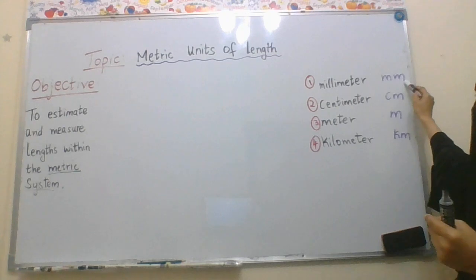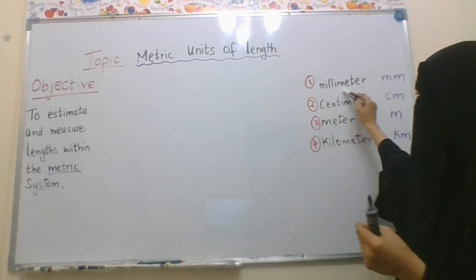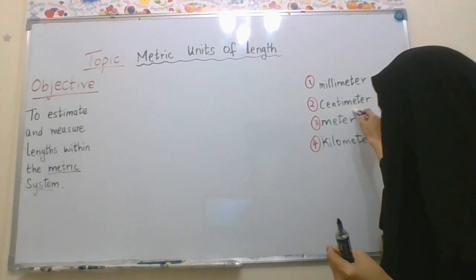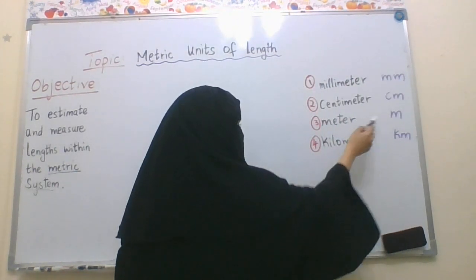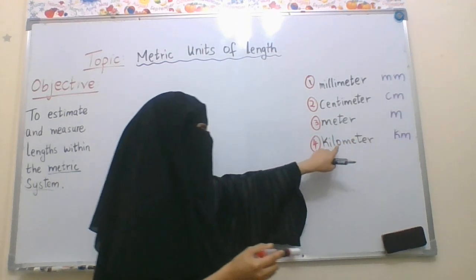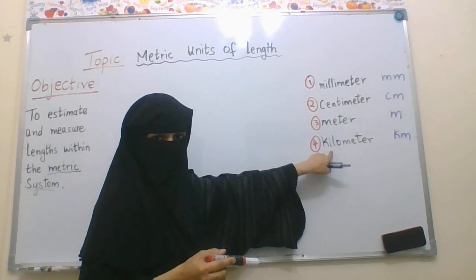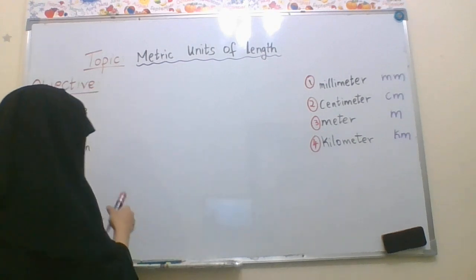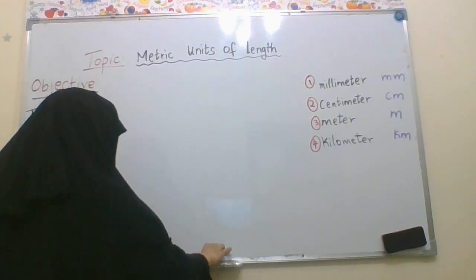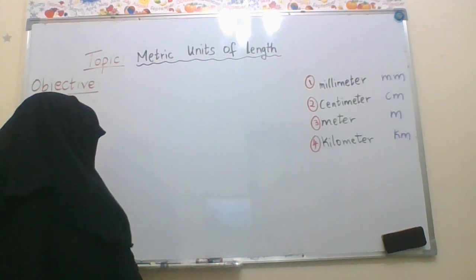Now, mm is the short form for writing millimeters. cm is the short form for writing centimeters. m is the short form for writing meters, and km is the short form for writing kilometers. Now, let us see these units, how you will use them and where you will use them.